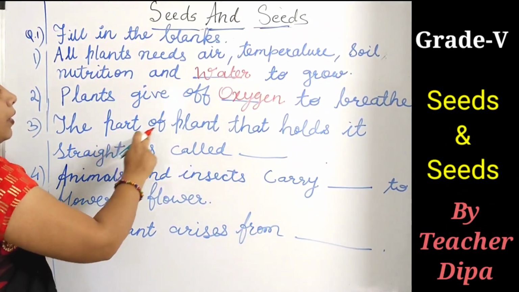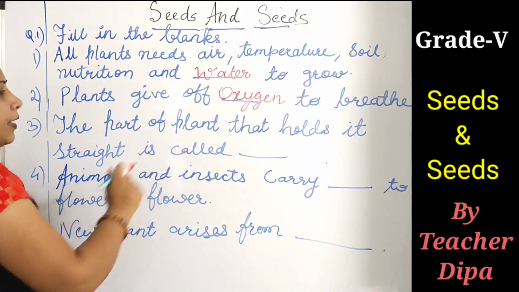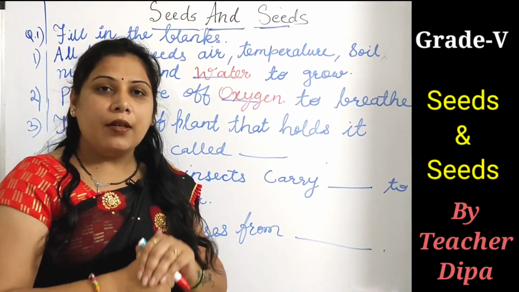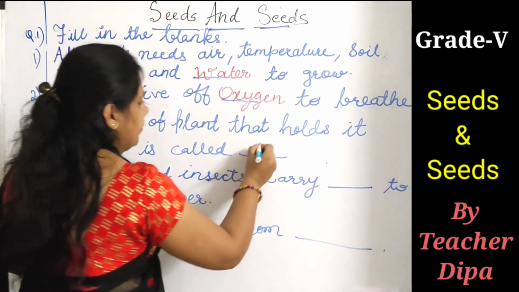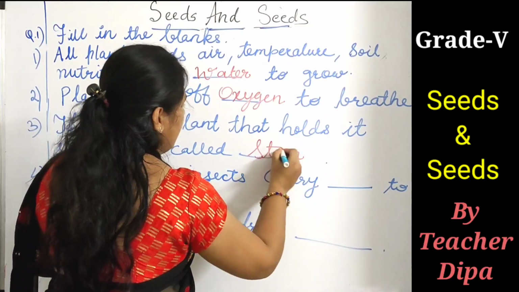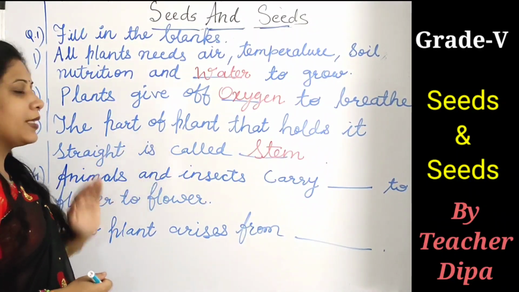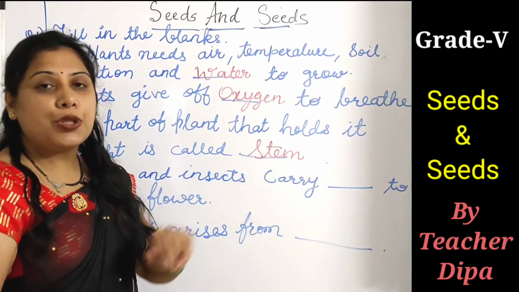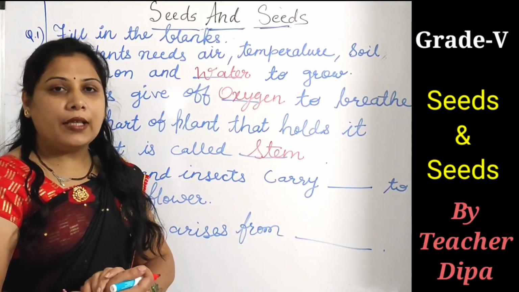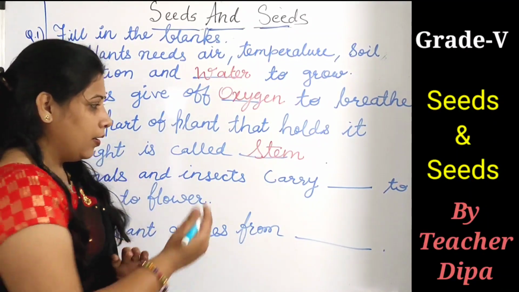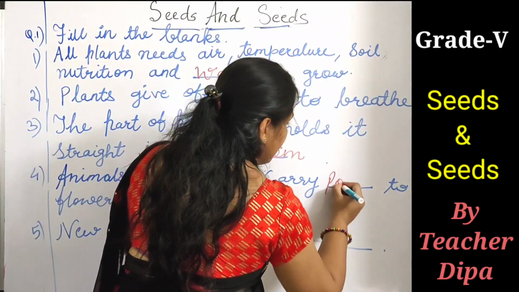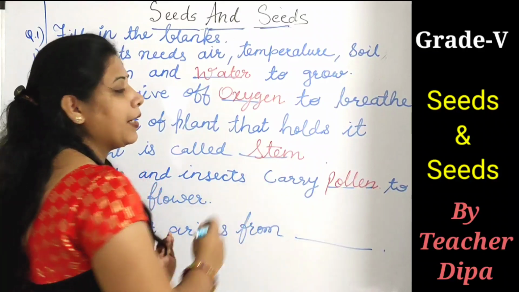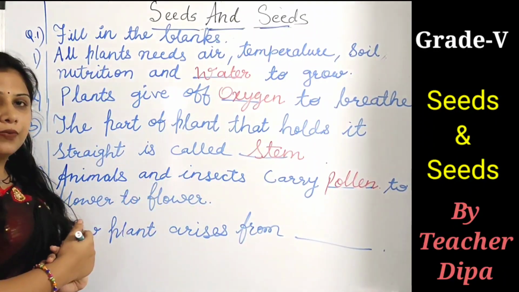And when plants give off the oxygen, we all can breathe it. Next is the part of a plant that holds it straight is called dash. Now what is the part of a plant which can make the tree straight? That is stem. Stem is a part of a plant that holds it straight. Next is animals and insects carry dash to flower. Now what can animals and insects carry? The answer for that is pollen. Animals and insects carry pollen to flower.